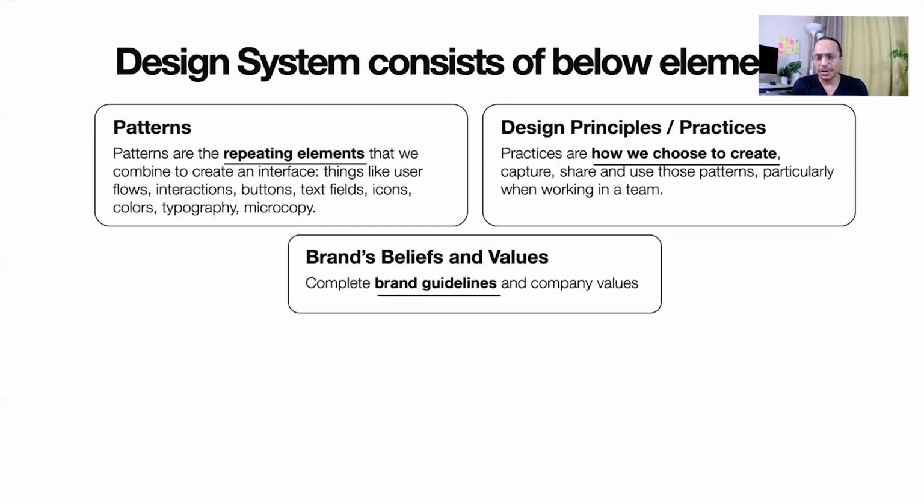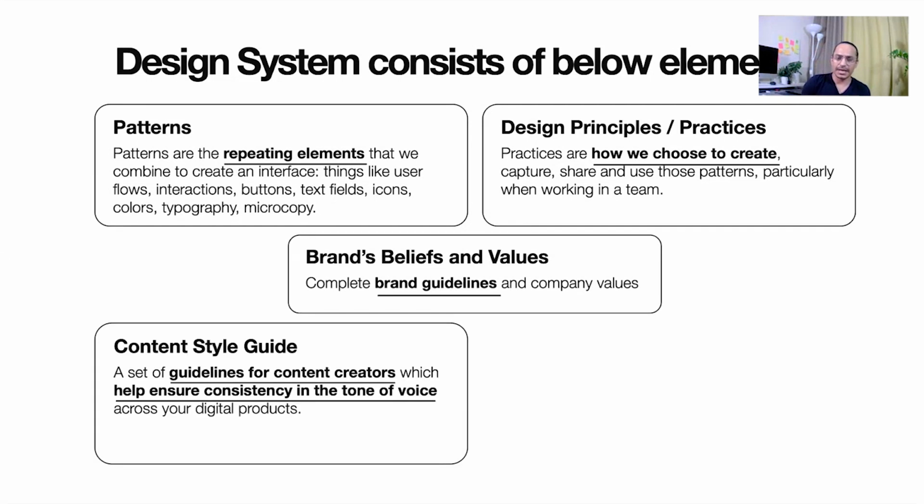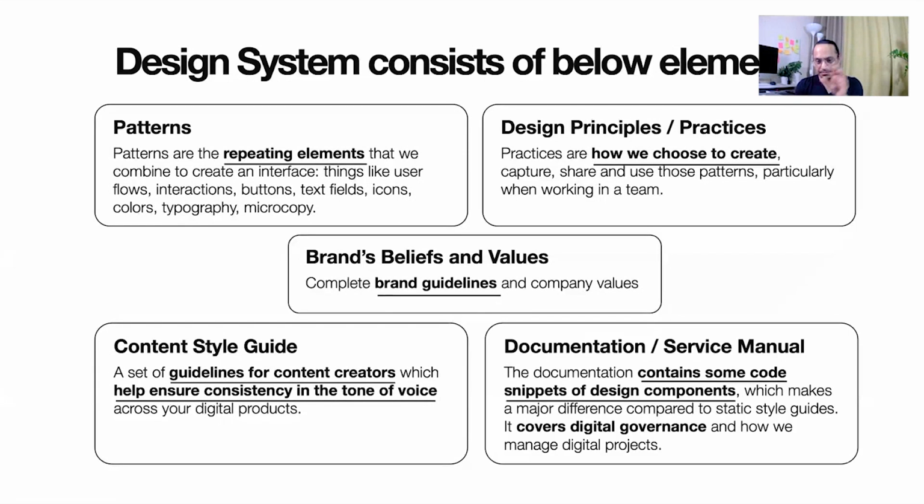Okay. It also includes what? Brand beliefs and values, like brand guidelines and company values. Fine. And it also includes what? A content style guide. So what should be the tone of the content, of the copy? It's a set of guidelines for content creators which help ensure consistency in tone of voice across all digital products. So content style is also defined, and also the documentation and the service manual.